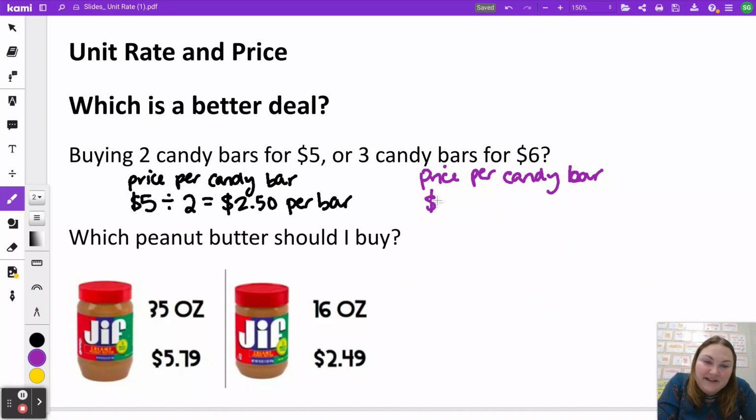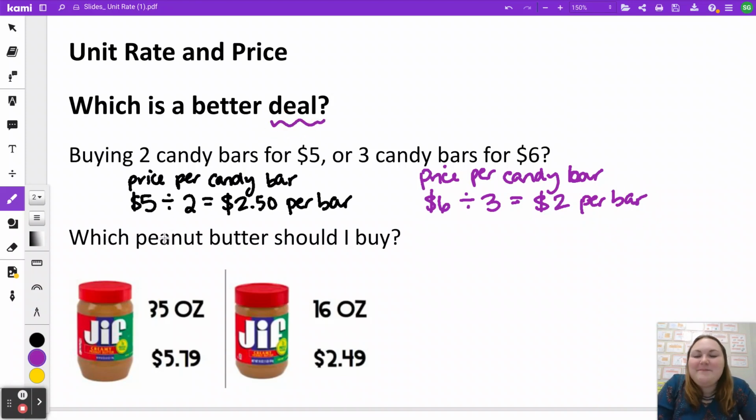Here, the price we're given is $6, but that $6 is for 3 candy bars. So $6 for 3 candy bars means each candy bar is worth $2. I can say it's $2 per bar. When we talk about what is the better deal, when you're getting a deal, usually it means you're getting more food for less money. And so in this situation, which is the better deal? Our better deal, we're going to say, is the second option. The second option, each one of those candy bars is 50 cents less than this first option here.